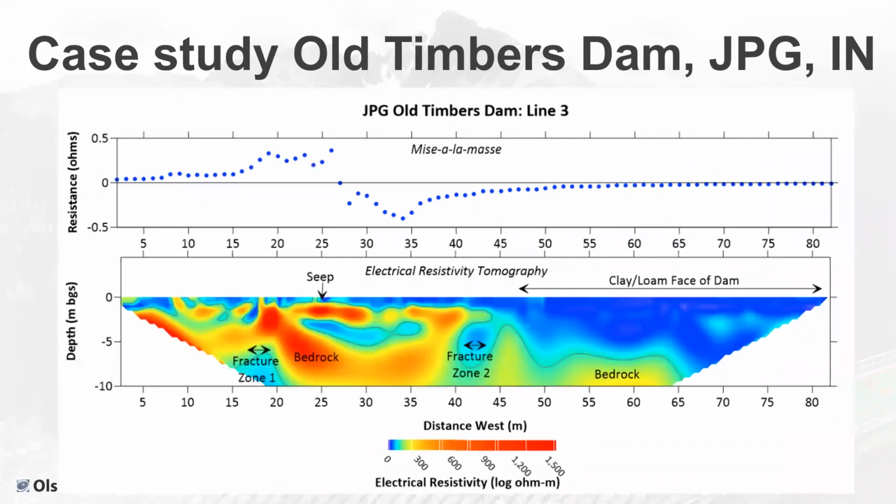So let's look at this line here. Let's see where our seep is. Well, we can see our seep marked here on the electrical resistivity tomography data. And above that, we actually see an anomaly in the MASW data, which is positive. That's what's supposed to happen.